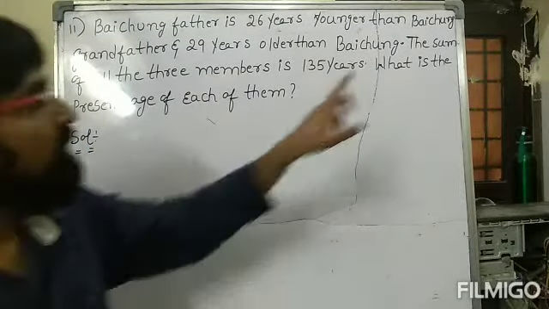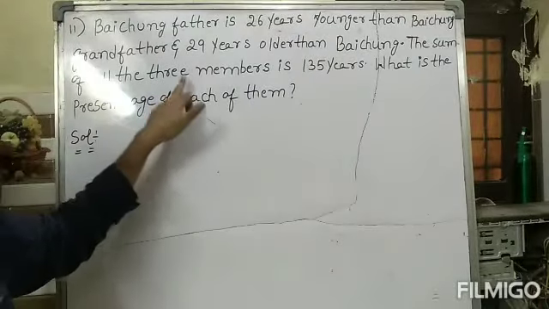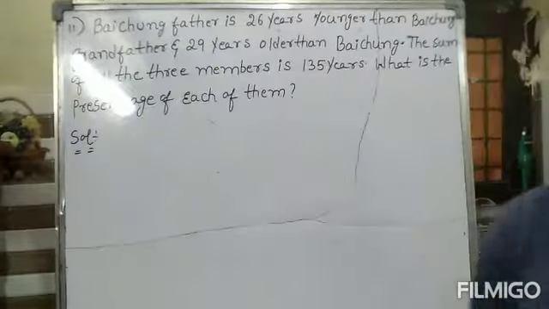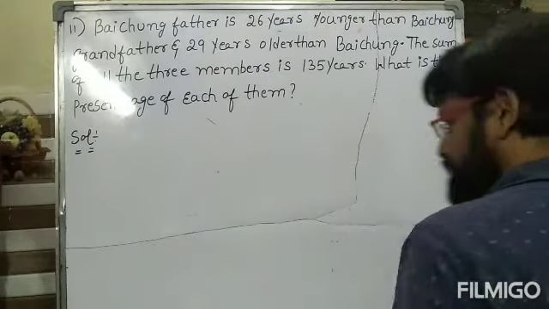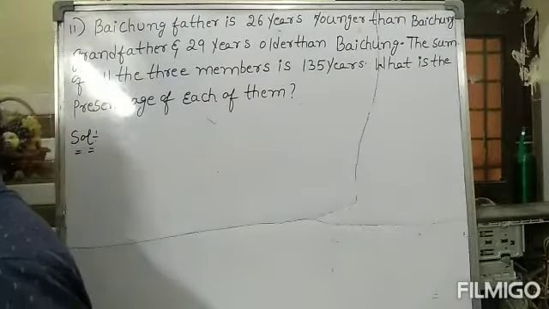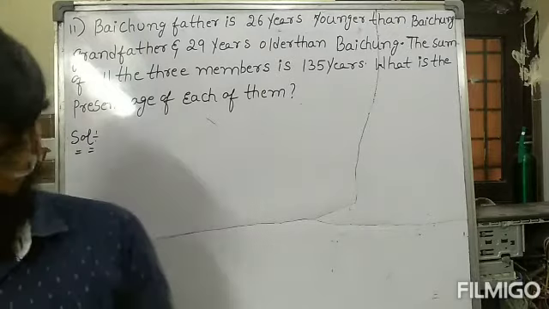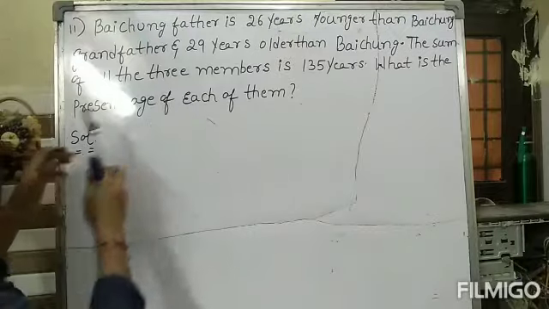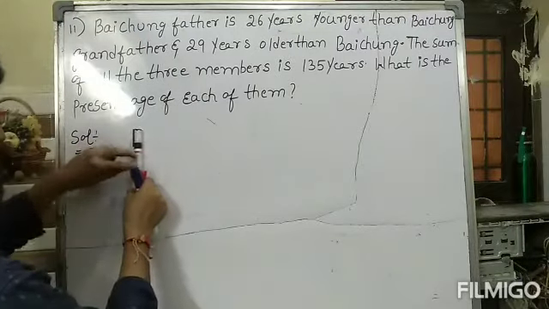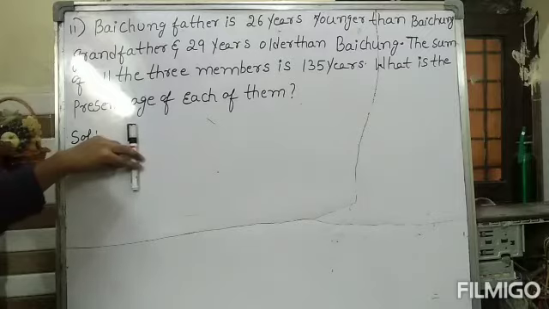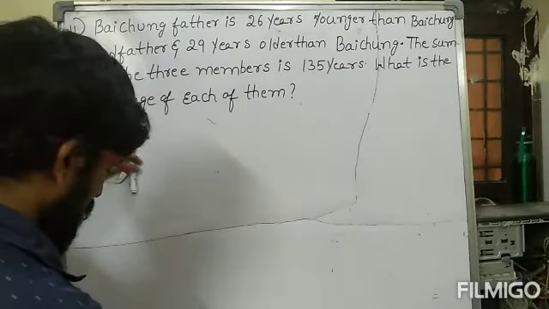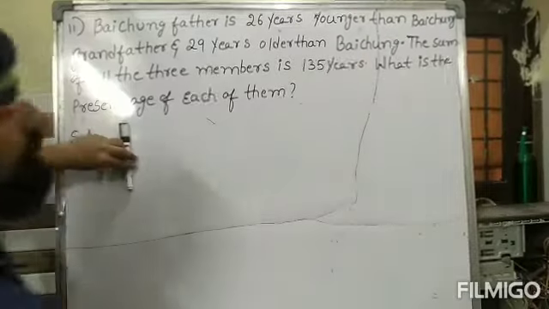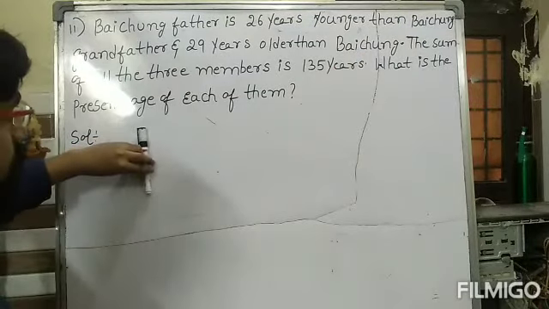Okay, the sum of all the members is 135. Okay, let's take this. Baichong's father is 26 years younger than Baichong's grandfather. Okay.